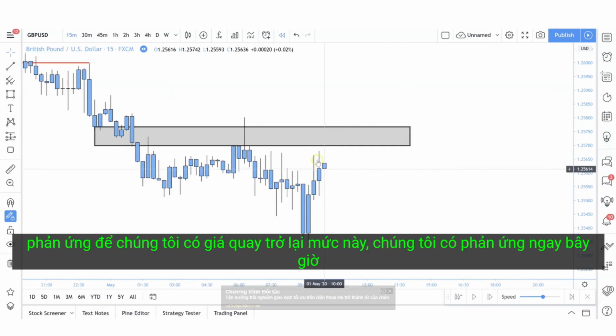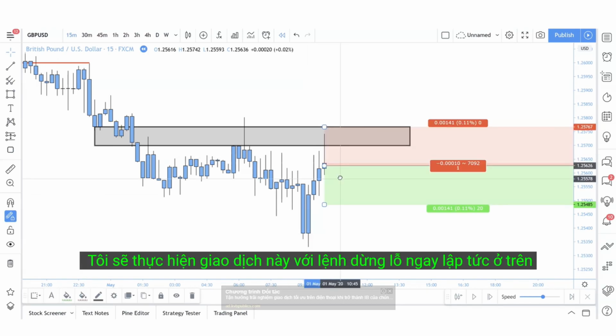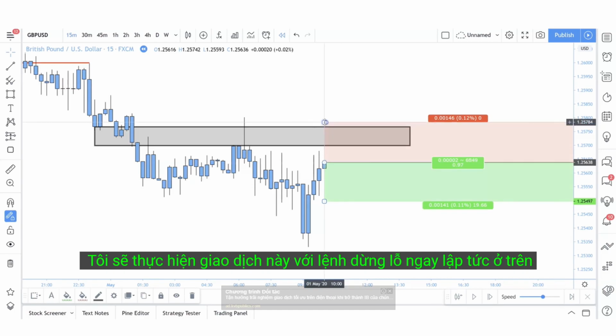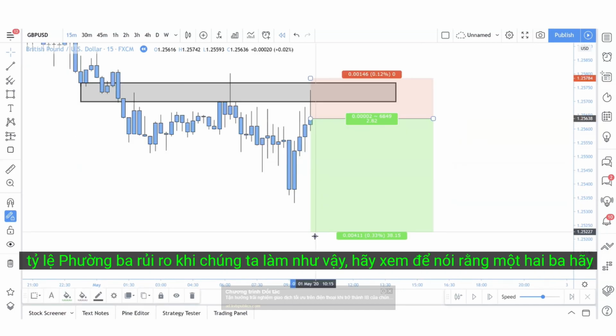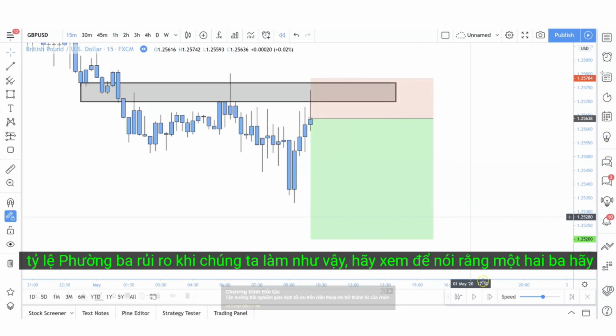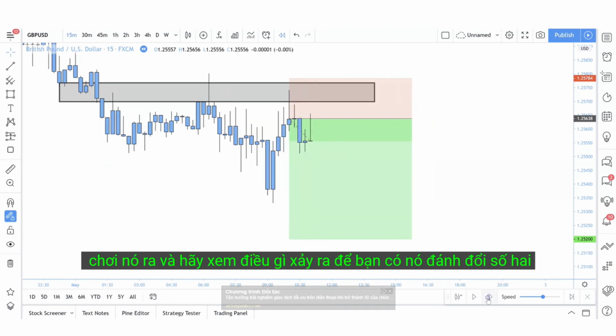So we have price come back into this level. We have a reaction now. So I'm going to take this trade with an instant execution again. Stop loss above structure, just above the level here. And then again, we'll go for our 1-to-3 risk reward ratio as we do. So let's lock this in at 1-to-3. Let's play this out and let's see what happens.